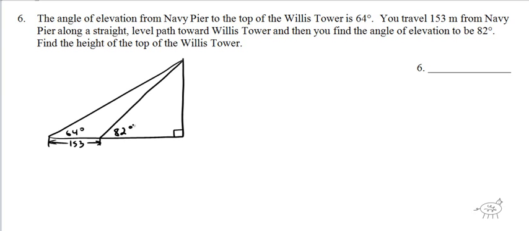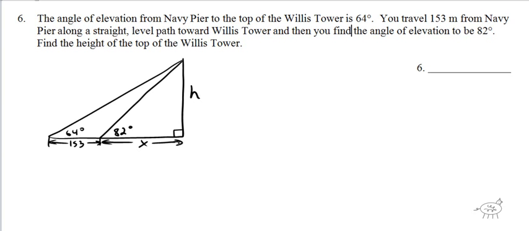Find the height of the top of Willis Tower. So I'm going to label this as H for the height. And this is how you do the problem. It's really not that difficult, it's just more algebra than anything. So if I call this distance here X, I'm going to use tangent to figure this problem out. The reason I'm using tangent is because I don't really care about the hypotenuse. Those hypotenuses don't really mean anything to me, completely irrelevant. I'm just going to use tangent, which basically uses opposite and adjacent.